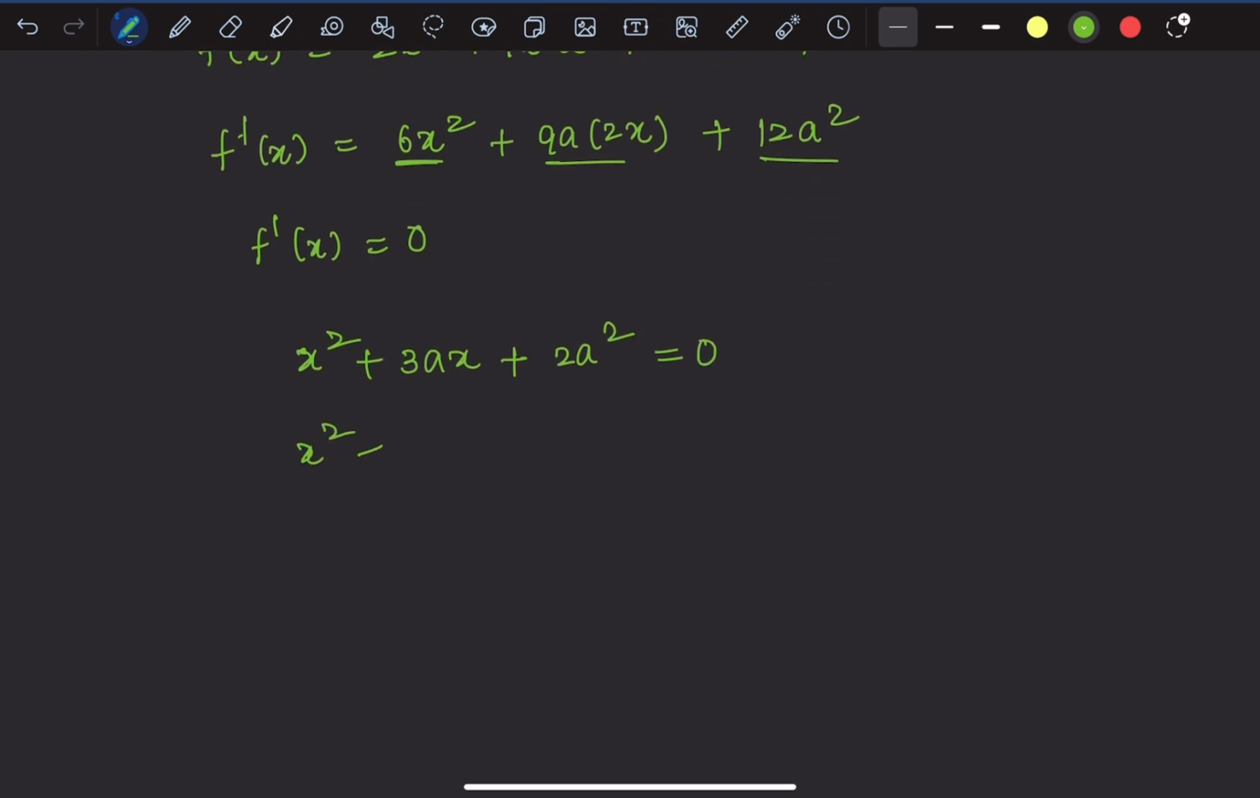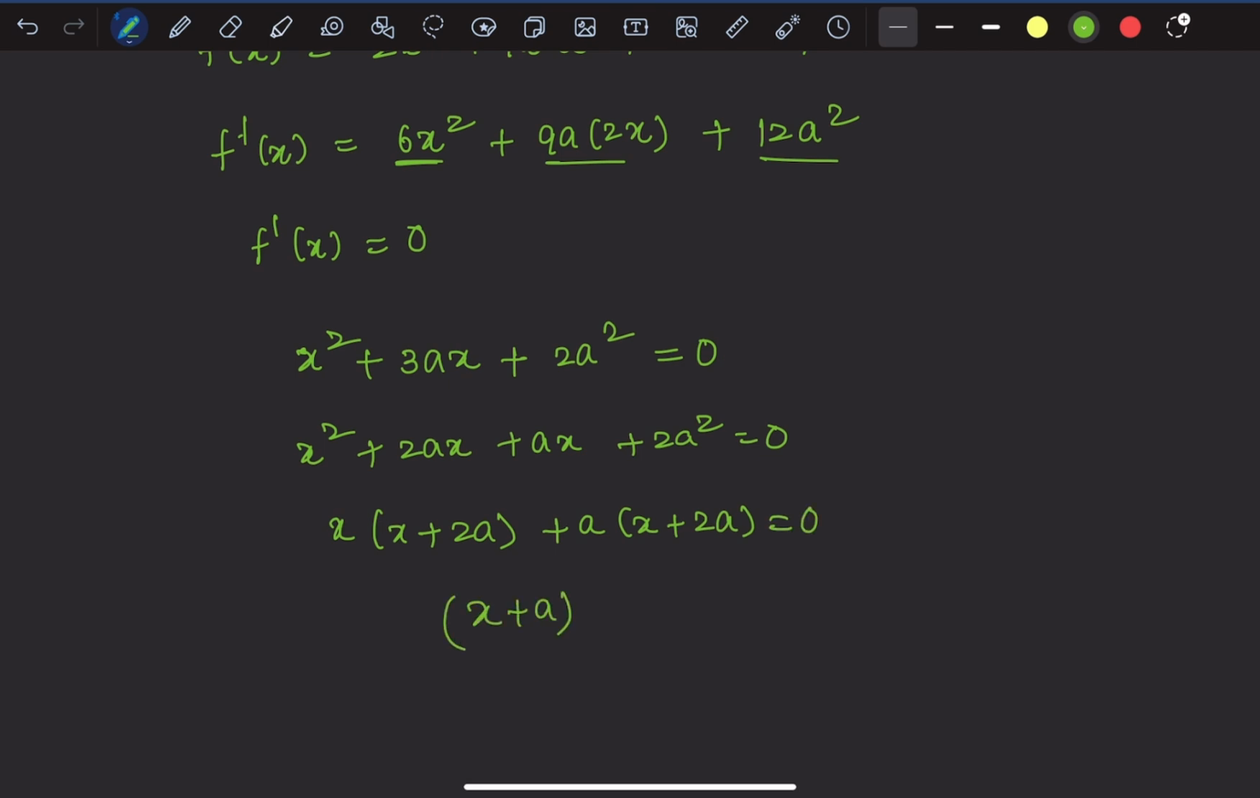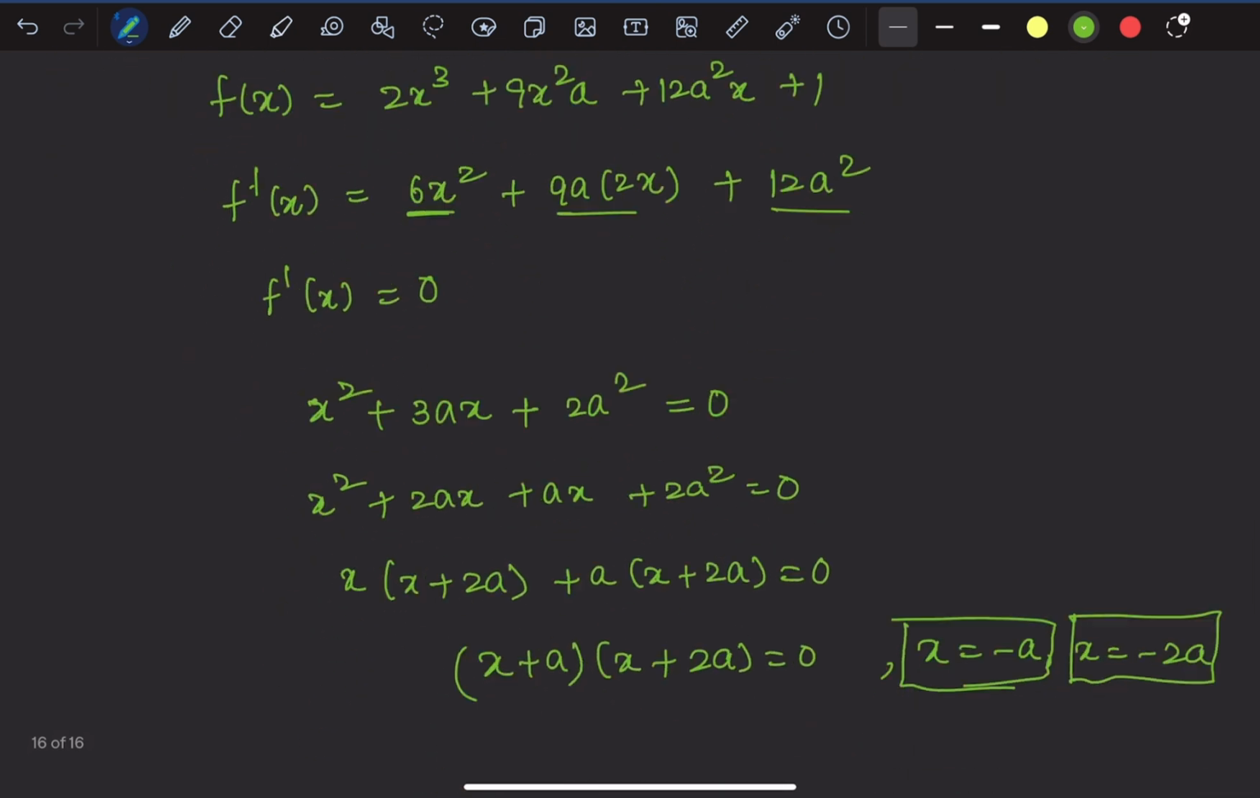So this can be written as x square plus 2ax plus ax plus 2a square is equal to 0. x multiplied by x plus 2a plus a multiplied by x plus 2a is equal to 0. x plus a multiplied by x plus 2a is equal to 0. So x is equal to minus a and x is equal to minus 2a are the roots. One of them will be local minimum and the other will be local maxima.